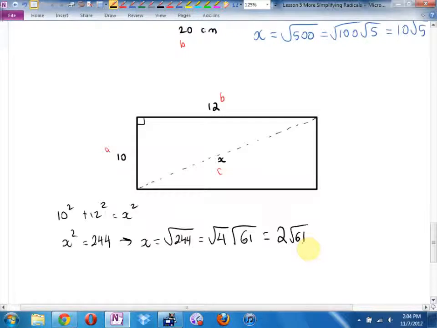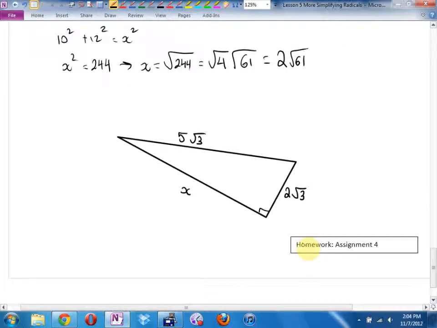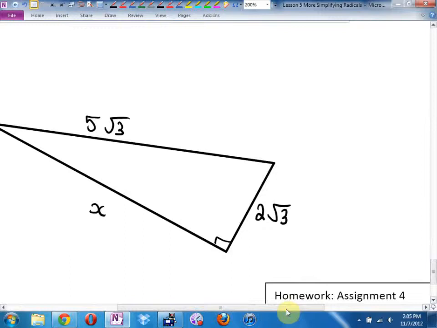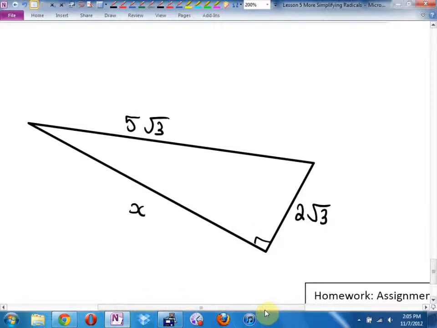I have another question for you to add. In fact, they're probably going to do something like that. So draw yourself a lovely right-angled triangle like that. I'll make it a little larger for those of you in the back row. Where the long side, the hypotenuse, is 5 root 3 long. The short side is 2 root 3 long. And the medium side is x long.